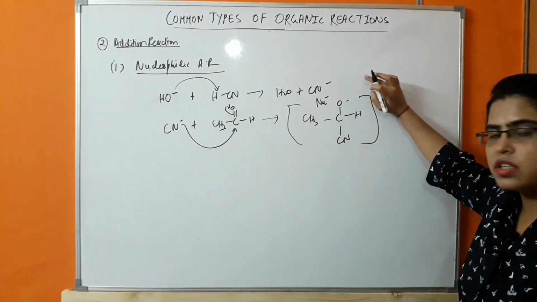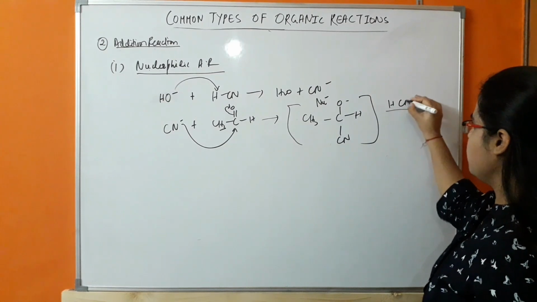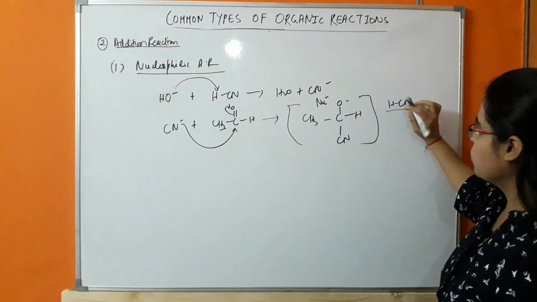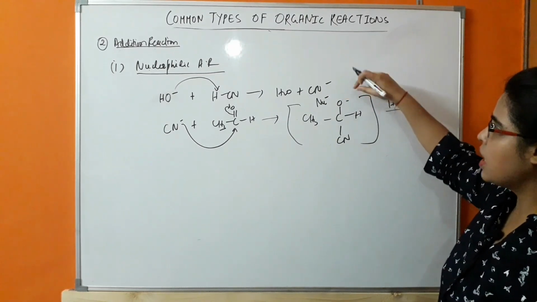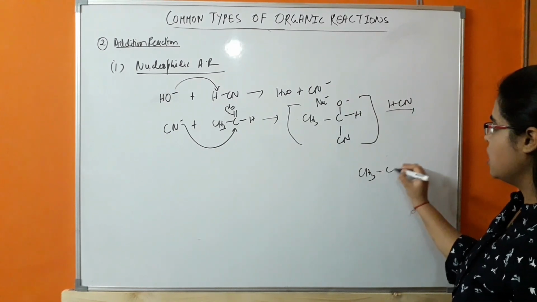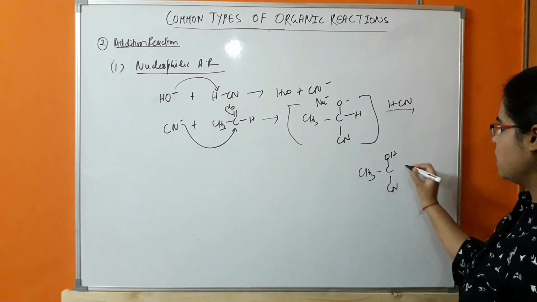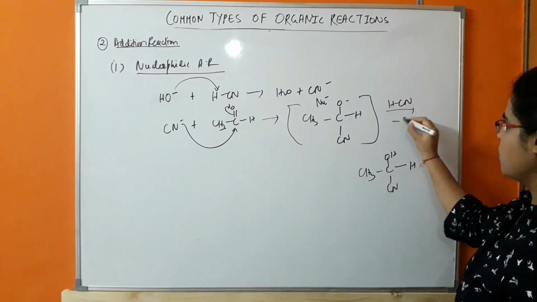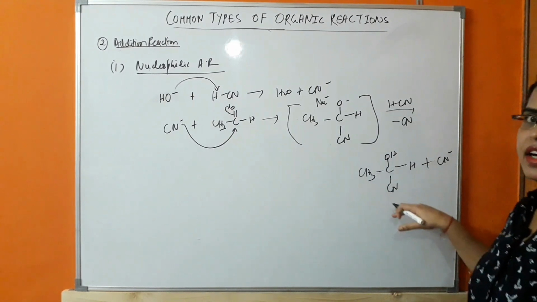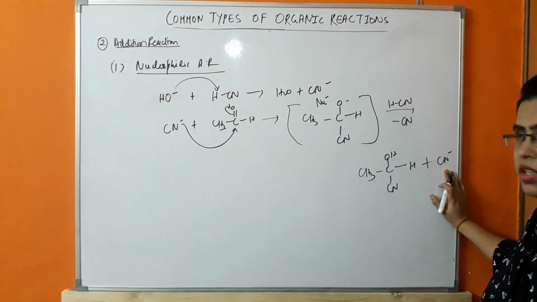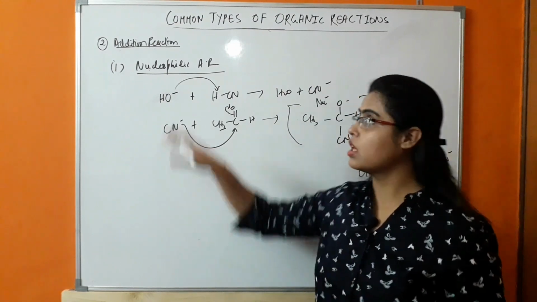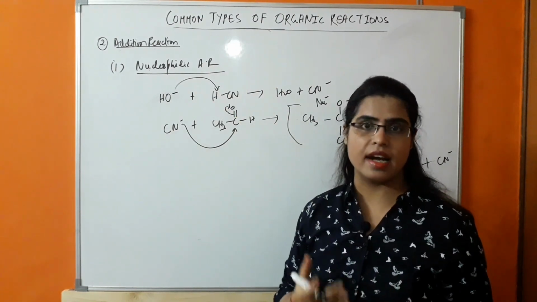There is a negative charge on this oxygen which will attract this hydrogen. So hydrogen of this HCN will be removed and attack on this O minus. So there will be formation of CH3, C, OH, CN, H, and there will be removal of CN minus, that is we will again get the nucleophile in this reaction. This reaction is generally occurring in aldehydes and ketones. So the example of nucleophilic addition reaction is aldehydes and ketones.